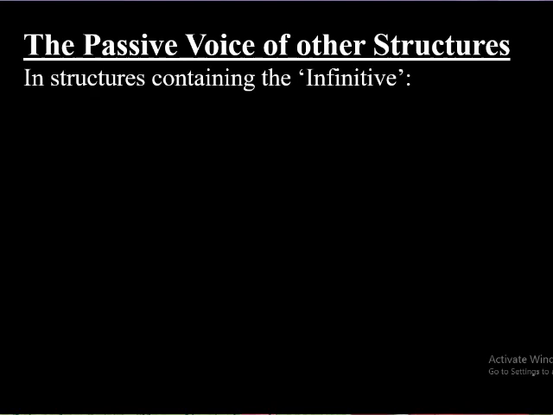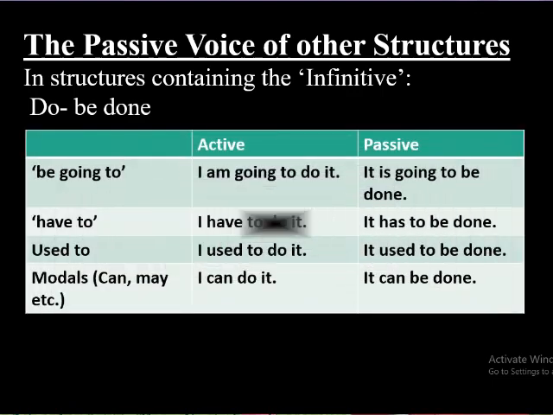The passive voice of other structures. In structures containing the infinitive, do passive will be done. For example, be going to, I'm going to do it. Passive for this will be it is going to be done. Have to, I have to do it. The passive will be it has to be done.